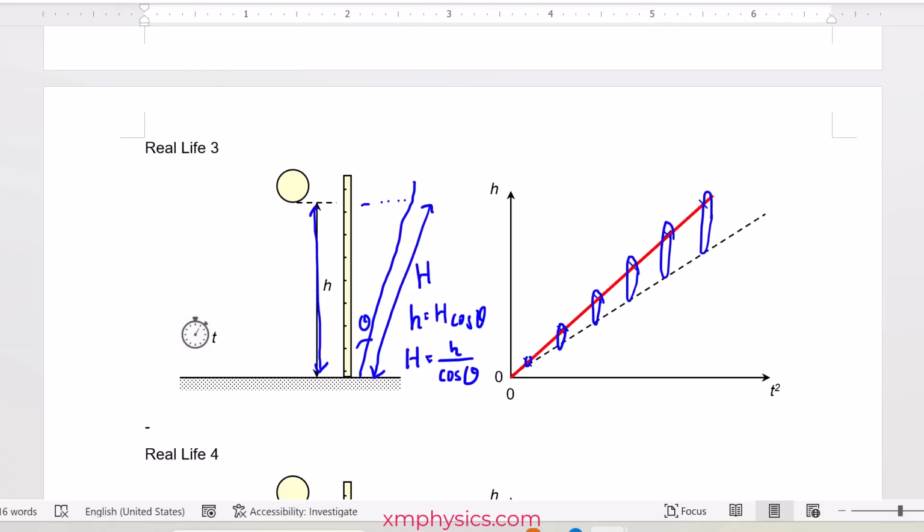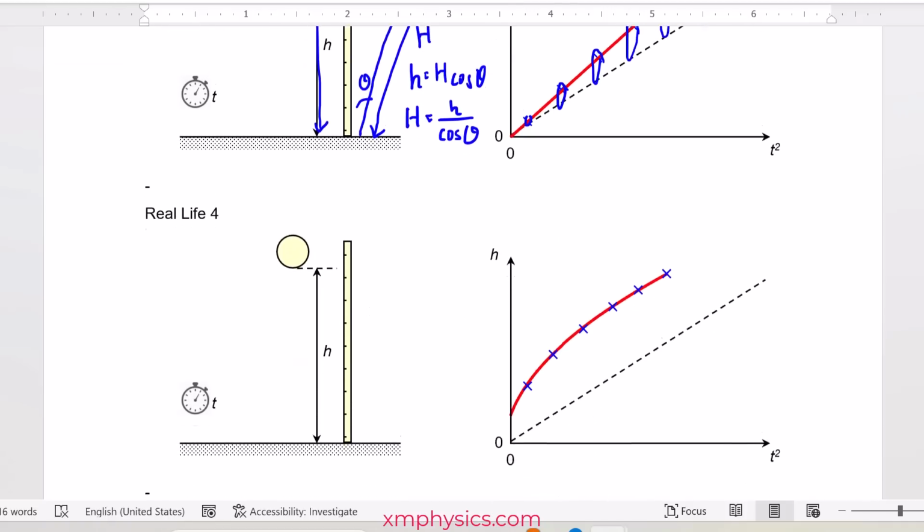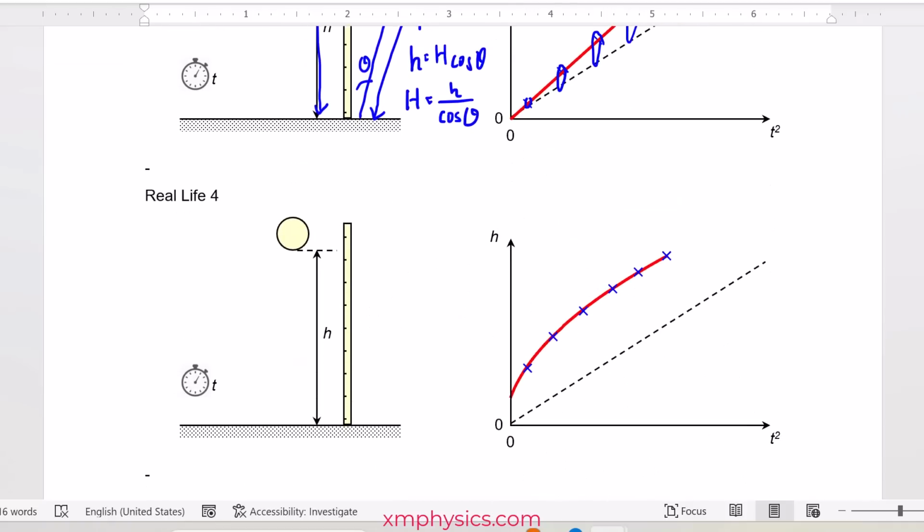But this is still not the worst graph to get, you know. I think the worst graph is something that looks like this. It's not even a straight line. You can't even draw a best fit straight line. You got a very obvious curve trend, and you need a best fit curve. So what could be the cause for such a thing?